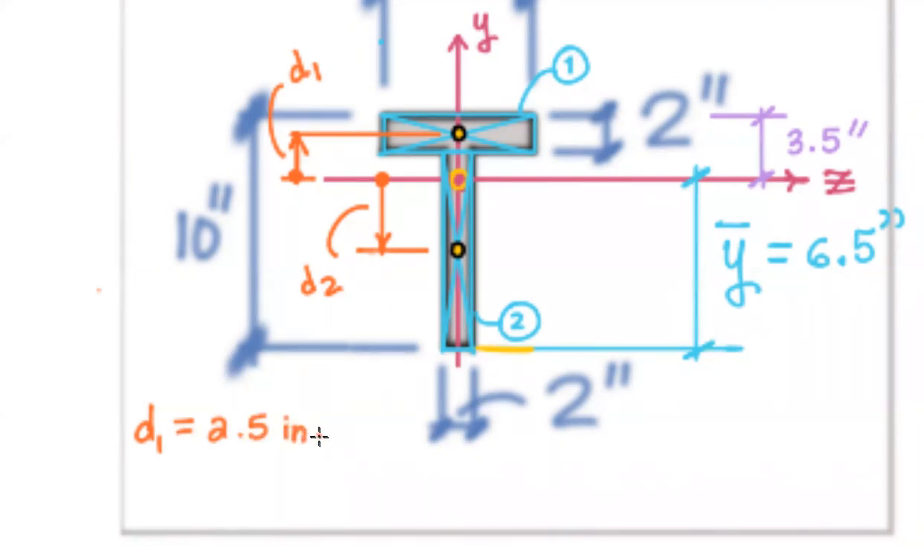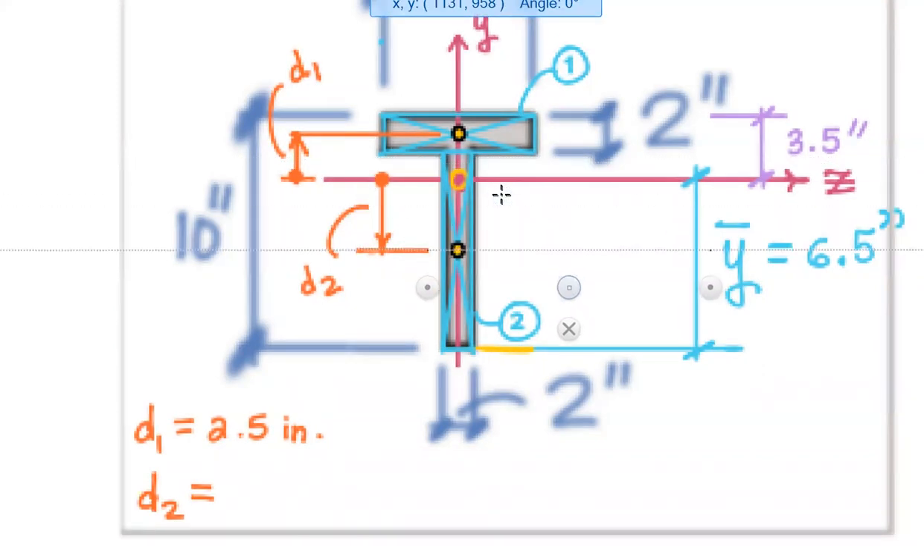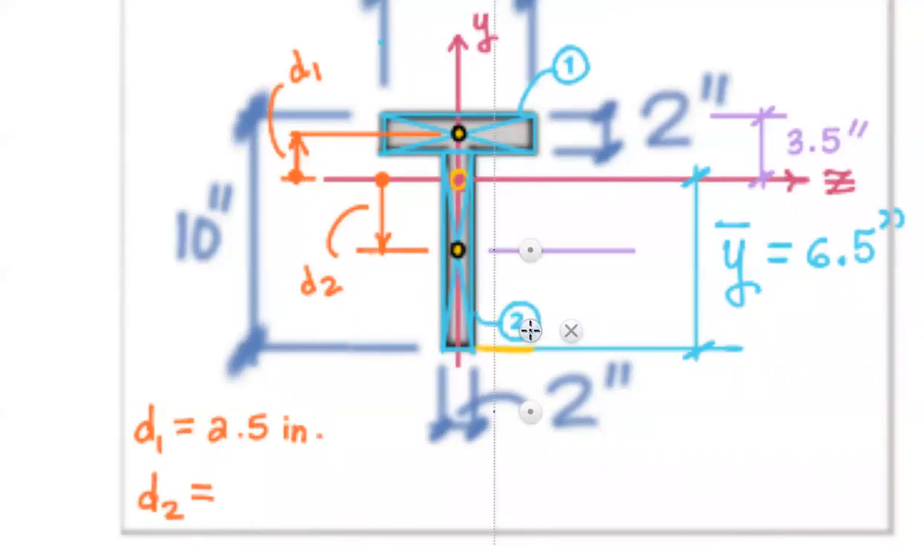Okay, and you're never going to have positive or negative signs with these terms because you're about to square them. So it doesn't matter. Just think of these as magnitudes. Here is D2. So here I want to think about starting at the centroid, going down 6.5, and then I want to take out, put this one in purple to the side to make sure it's clear, I want to take out this little dimension. That one is half of 8. So that is a 4-inch dimension there.